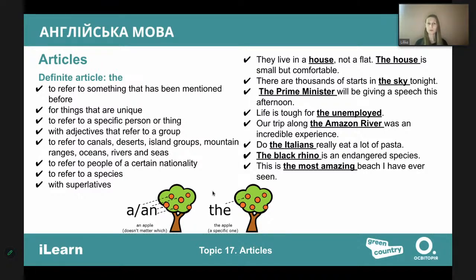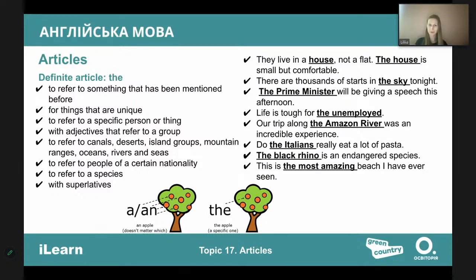All right, so summing that up, we use the when we speak about something that was mentioned before. For example, open the book. A teacher can say that to you. Open the book. Which book? The book from your subject, the book that you worked with before, and so on. Ту саму конкретну книгу.